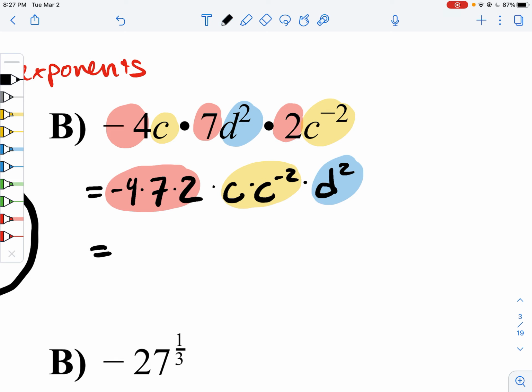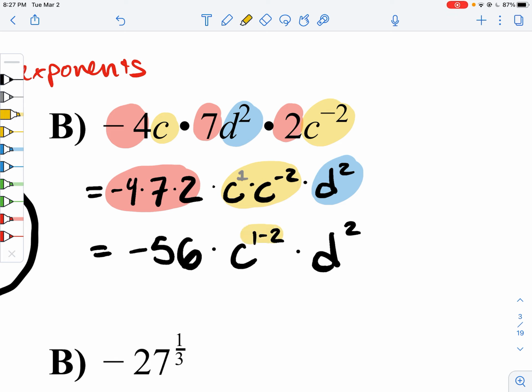-4 times 7 times 2 is -56. Here we've got C to the first power. Oh, look at that hidden invisible 1. C to the power of 1 minus 2. And D squared. Cool. 1 minus 2 is -1.